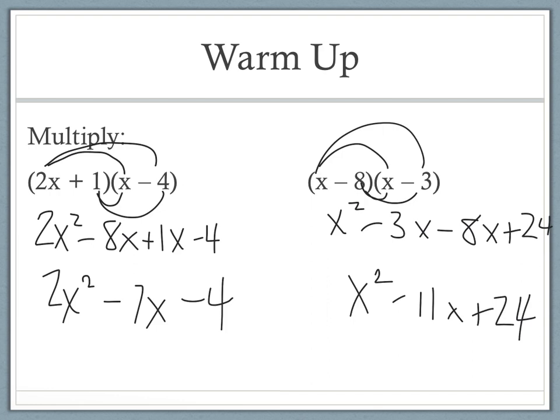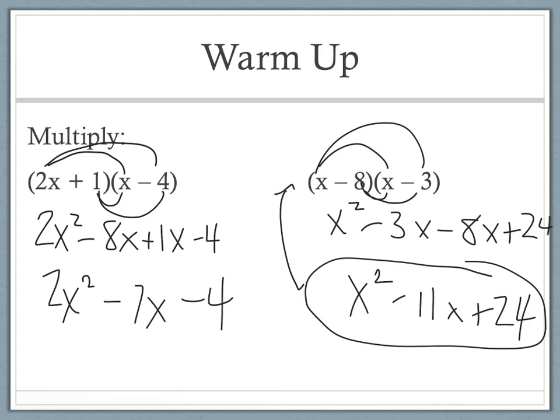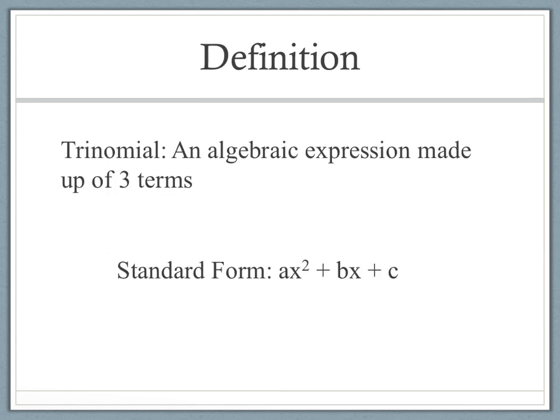Now, when we just distribute, that's what we did way back in the day, a few years ago. But now we're actually going to work backwards. So we're going to start out with a trinomial, and we're going to rewrite it as two things being multiplied by each other. That's what we're going to do today. First, let's write down our definition.